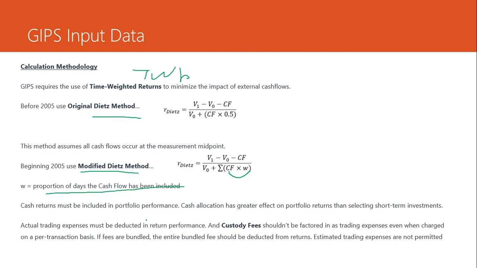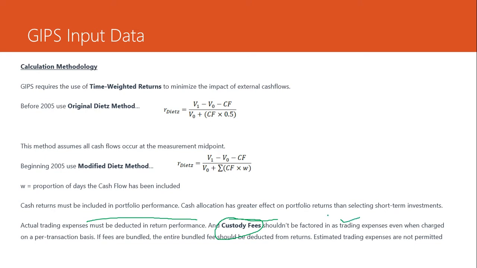It's very simple. Cash returns must be included in the portfolio performance. Cash allocation has a greater effect on portfolio returns than selecting short-term investments. All portfolios having cash balances should also be reported, and their returns should also be reported because there could be a cash drag on the portfolio. All trading expenses must be included in the return performance. Custody fees should not be included because custody fees is something that you pay to the custodian to maintain the record of your securities or to settle on their behalf, but it's not a trading expense.